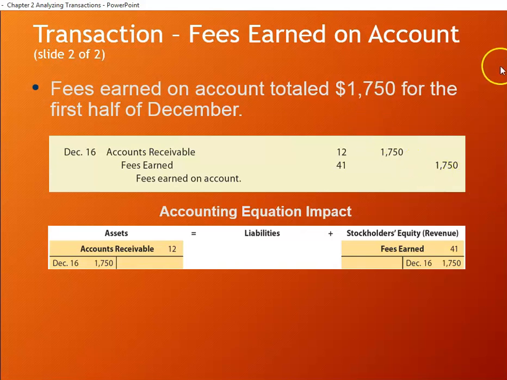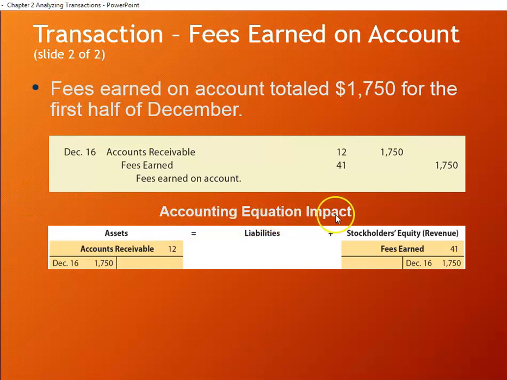It says fees earned on account. Fees earned on account totaled $1,750 for the first half of December. That may be from one customer, maybe from 5, we don't know. But we know that they didn't get the money up front. So what we do is we debit another asset account instead of cash called accounts receivable for the $1,750. The entry to revenue or fees earned is the exact same as it would be if we had actually received the cash. There is no difference.